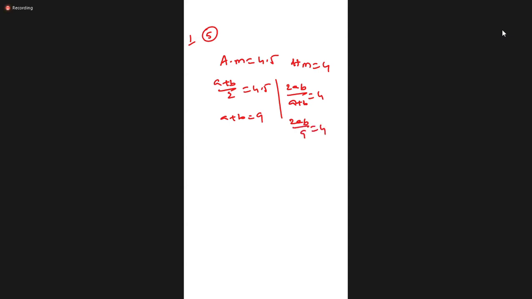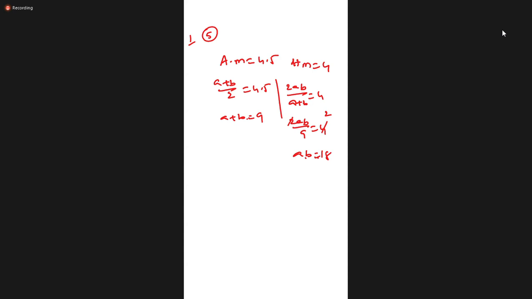Question number 5. Arithmetic mean and harmonic mean of two numbers are given. Arithmetic mean 4.5 given. Harmonic mean 4 given. Then one of the numbers is. Arithmetic mean formula a plus b by 2, 4.5. So a plus b is equal to 9. Harmonic mean formula 2ab by a plus b, that is 4. So 2ab by 9 is equal to 4. 2 cancels, so ab is equal to 18. Yes, sir. ab equal to 18.